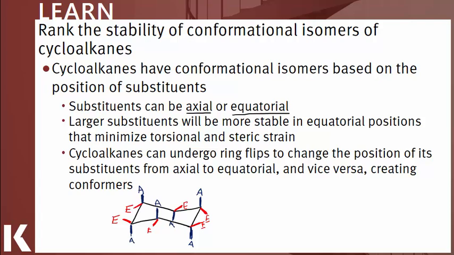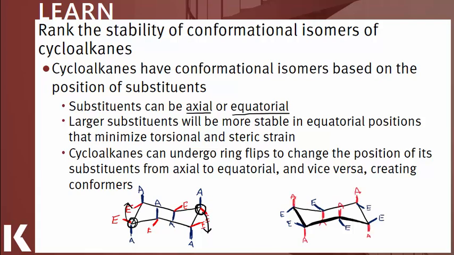Lastly, cycloalkanes can undergo ring flips to change the position of its substituents from axial to equatorial and vice versa, creating conformers. Ring flips, or chair flips, look like this. Again, we still have a chair structure, but notice the headrest was flipped downwards and becomes the footrest, and the footrest turns into the headrest. Also, keep in mind the substituents switch positions. So the axial hydrogens in blue on the left conformation will now be in the following position on the right conformation. These hydrogens in blue are now equatorial on the right after the ring flip. Similarly, the equatorial hydrogens in red on the left conformation will be axial on the right conformation.